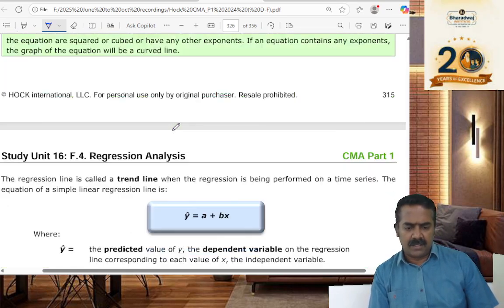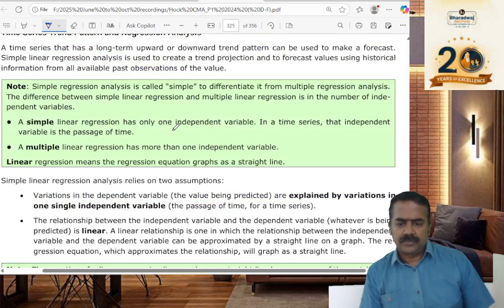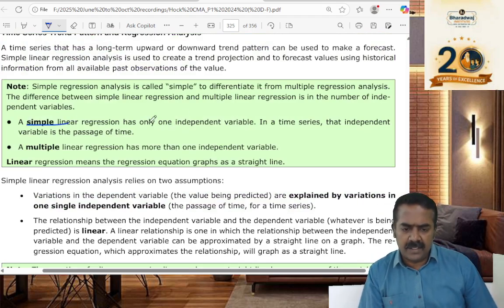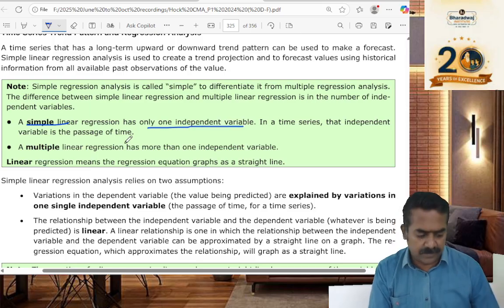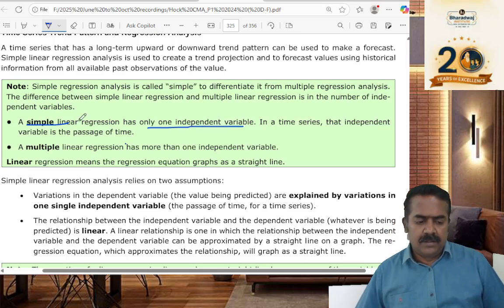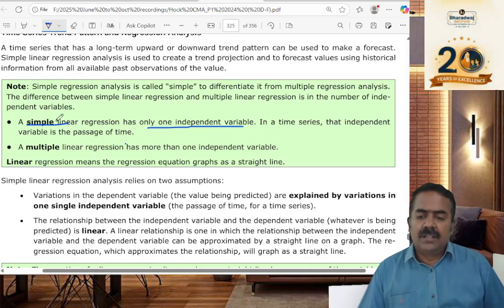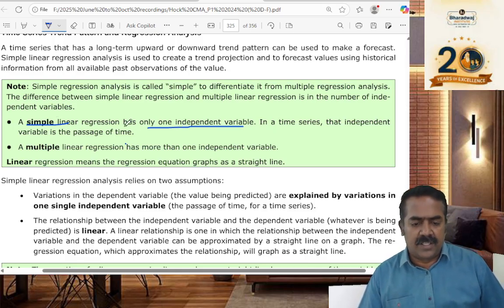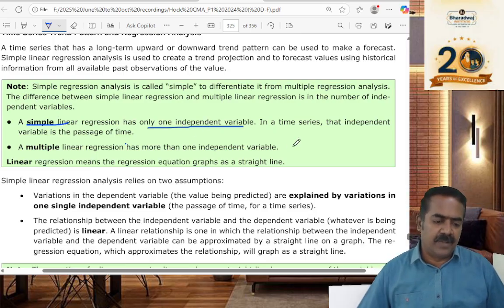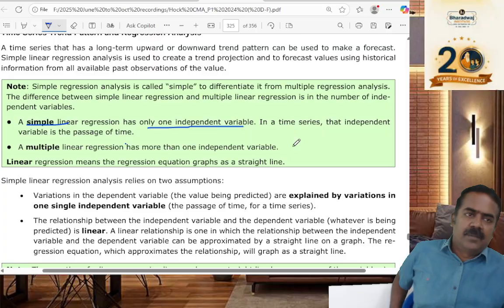Irregular pattern. So a simple linear regression helps you with only one what? Independent variable. Only one independent variable. So what is a simple linear regression? It has only one independent variable.